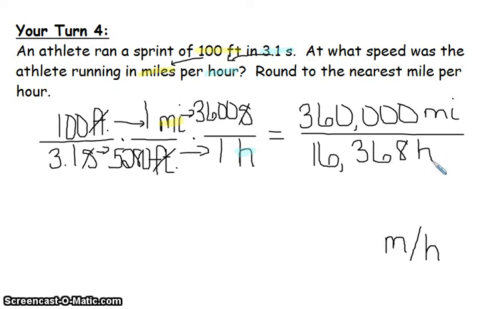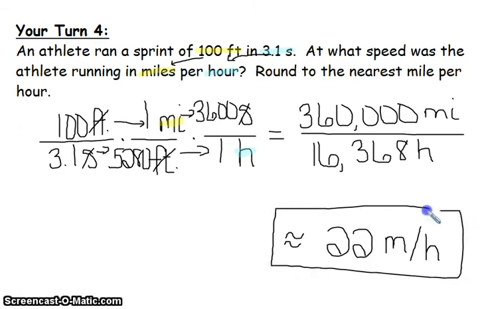So we want this in miles per hour. So we want the unit rate where we have a 1 in our denominator. So we just need to divide the top by the bottom. 360,000 divided by 16,368 is going to give us approximately, and this one asks us to round to the nearest mile per hour, so no decimals here, approximately 22 miles per hour. So if an athlete is sprinting 100 feet in 3.1 seconds, then that means his speed is 22 miles per hour.